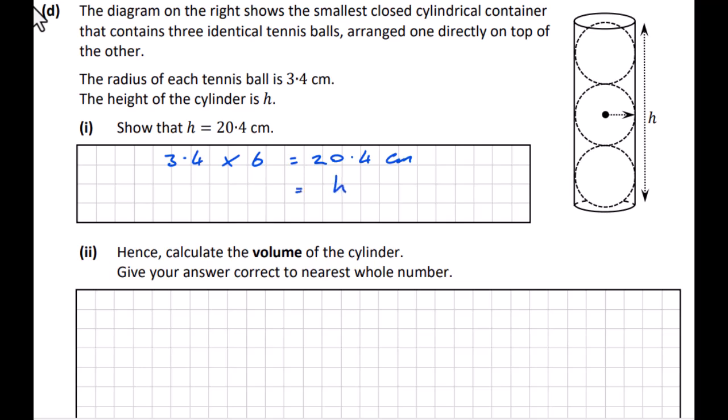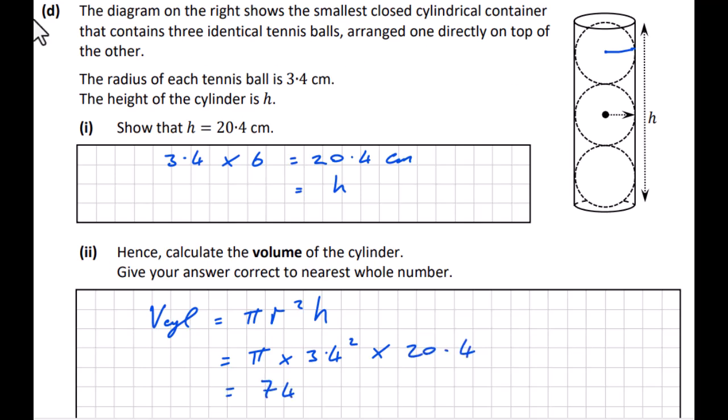So h is 20.4. Hence calculate the volume of the cylinder, give your answer correct to the nearest whole number. So the volume of a cylinder is pi r squared h. So it's pi times r, which we know is 3.4. That's the distance from here to here, so that would be the radius of our cylinder. We've got to square that, and we've got to multiply it by 20.4. So when you do that, you get 741, and it's volume, so it's centimeters cubed.